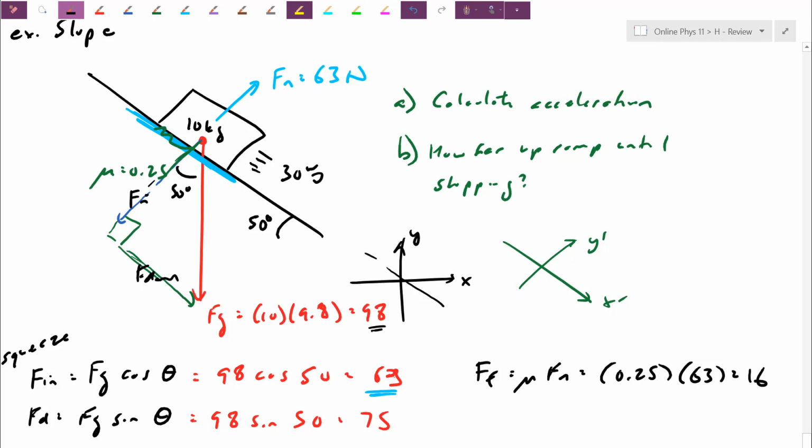Which direction does it go? It goes against motion. This time the motion is actually upward. I have a velocity going up this way, so I'm trying to slide upwards, meaning friction is actually downwards. So here's a part that a lot of people get wrong.